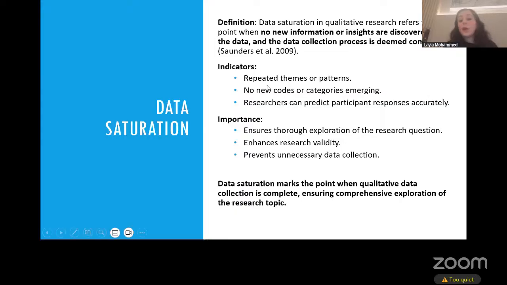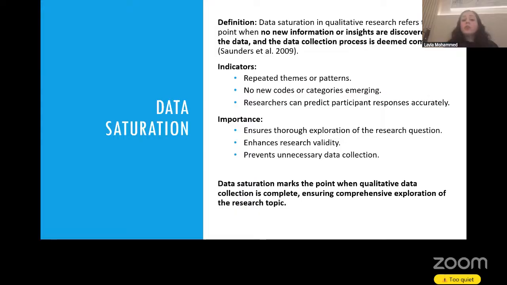So here we have repeated themes or repeated patterns. You will feel this naturally in your interviews. There's no new codes or categories emerging. When you start to transcribe your research, your transcripts, you will feel this naturally. You'll say, oh, I remember participant A said a similar thing, and B and C and D and E. Yeah, so you can start to categorize them as all one thing. The majority are saying the same thing. Researchers can predict participant responses accurately, and that goes back to what I was saying earlier. You can start to anticipate their answers. You get a feel for the findings of your interviews.